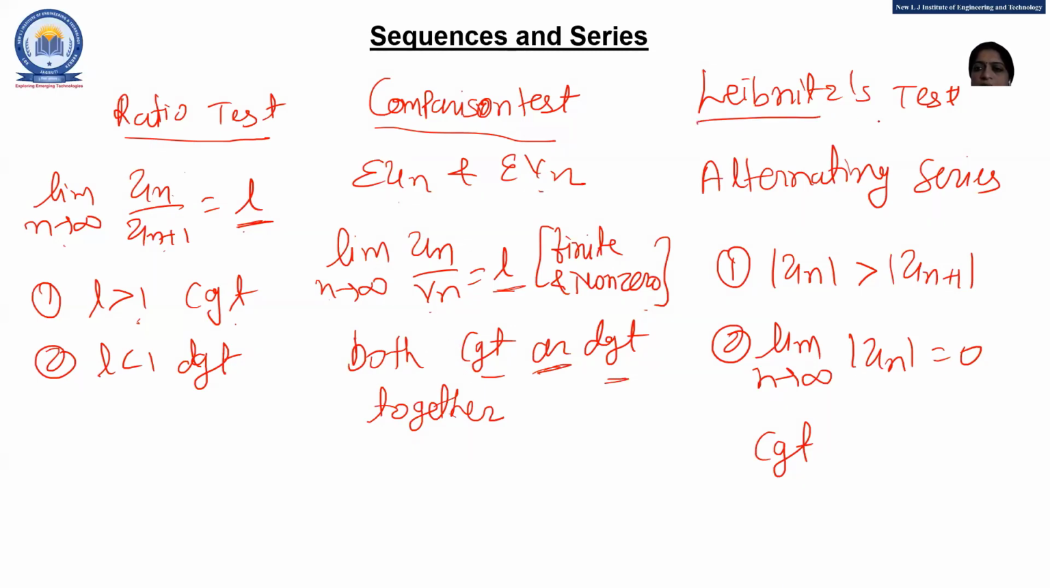And the third is the Leibniz test. We apply the Leibniz test to alternating series. What is an alternating series? If one term is positive, the next is negative, and it goes like that, positive, negative terms. If that series satisfies these two conditions, mod of un is greater than mod un plus 1, and limit n tends to infinity, mod un equals 0, then the given series is convergent. Please remember all these three tests because we use them for today's topic.